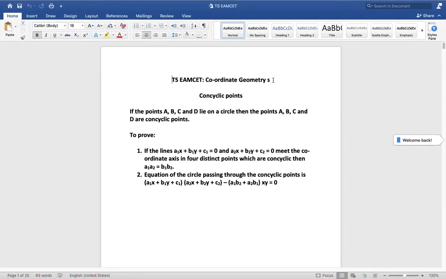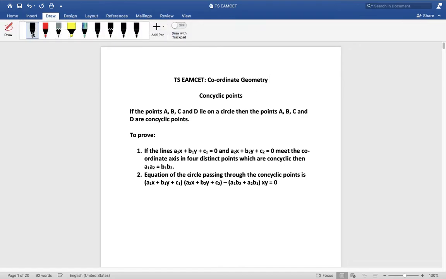So let us look at the coordinate geometry problem that was requested by Mr. Rahul. So the problem first defines what are concyclic points. Concyclic points are defined as the points A, B, C, and D if they lie on a circle. So if the points A, B, C, and D are lying on the same circle, then they are called concyclic points. That's it.